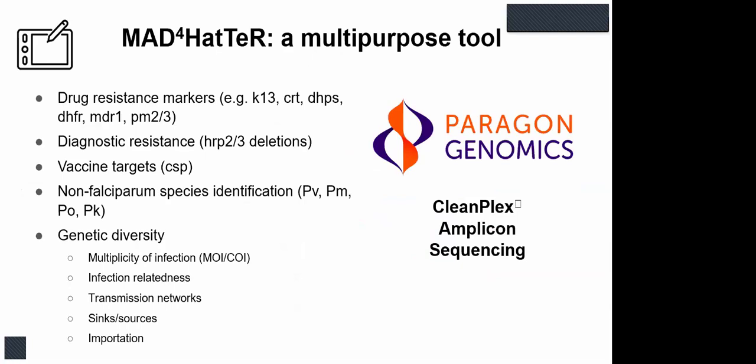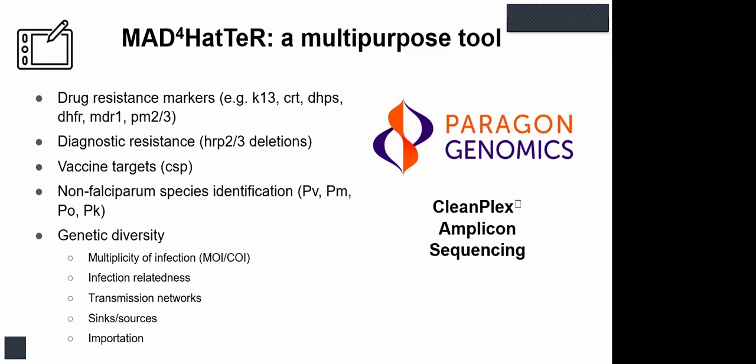So to dive into the MadHatter pipeline, like I said, this is a multi-purpose tool. The drug resistance markers focused on include, but are not limited to, K13, which is commonly known for artemisinin, and then CRT for chloroquine, among others. And also there is diagnostic resistance. So we capture the HRP2 and 3 deletions, which are commonly known to be diagnostic resistance markers in the RDTs. And also we have the CSP marker, which is a vaccine target for malaria vaccination.